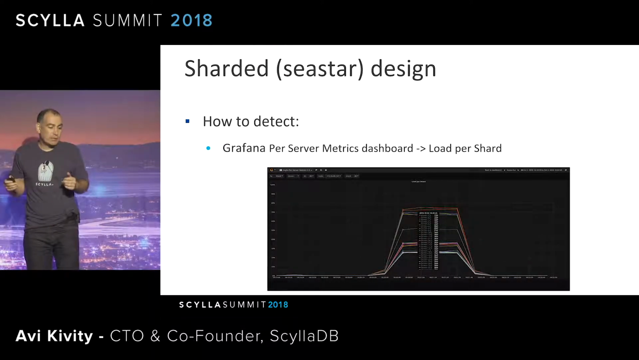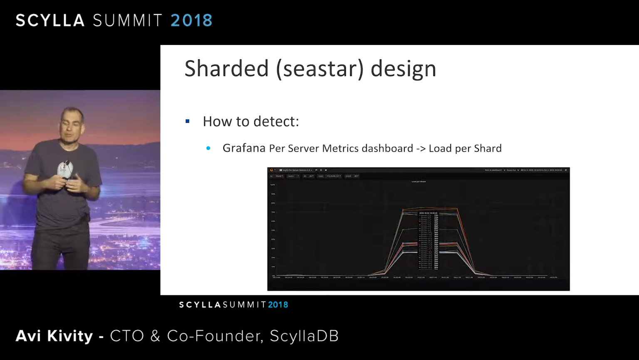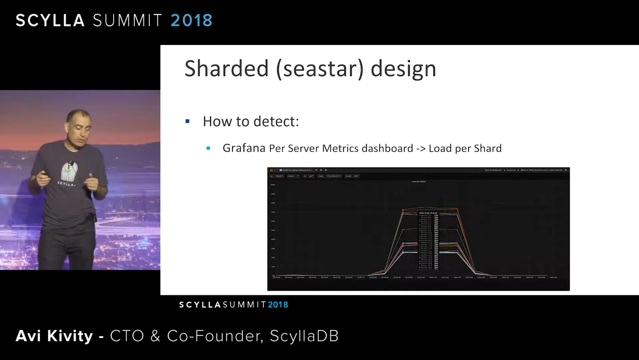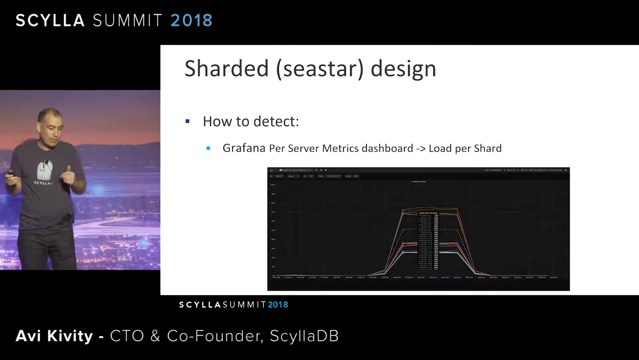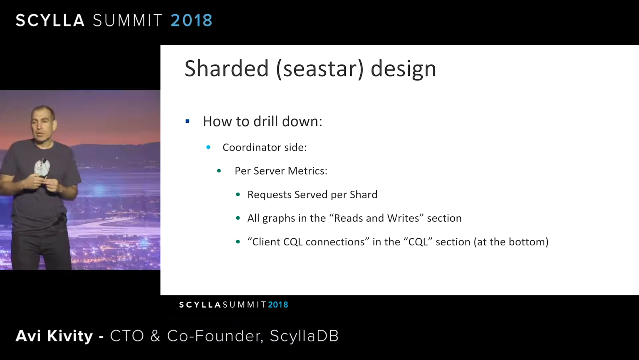A way to detect it is to look at the main dashboard where you have the CPU utilization or the reactor load and move it from per node setting to per shard setting. So you can see every individual shard, and you can see that in this graph we have a few shards, a few CPUs that are overloaded and others that are underloaded. So it's not balanced and something is wrong there. We need to drill down and see what the root cause of the problem is.